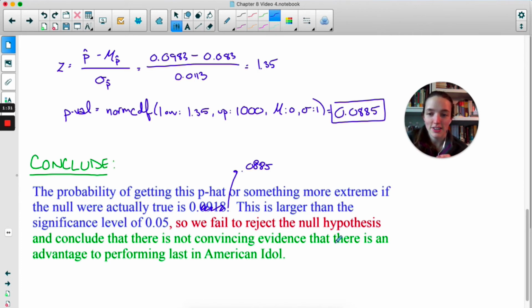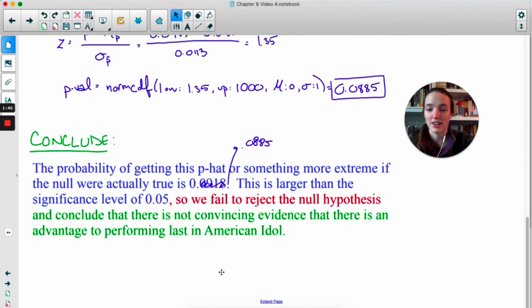This is larger than the significance level of 0.05, so we fail to reject the null hypothesis, and we conclude that there is not convincing evidence that there's an advantage to performing last in American Idol. Okay, we just did 3 things in this conclusion, and you always have to do these 3 things.